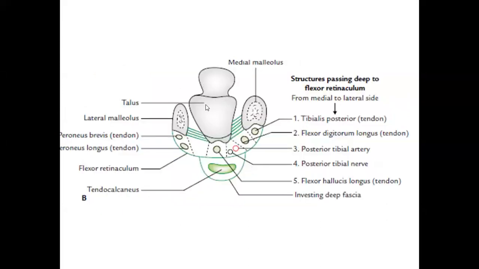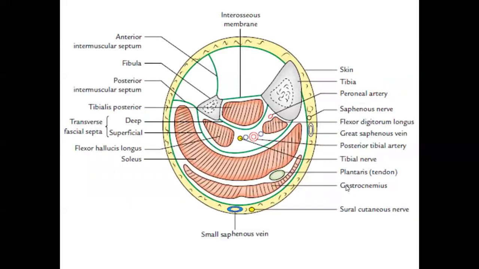Okay, so this is a cut section. This is the talus. This is the medial malleolus. This is the lateral malleolus. You're looking at it from the back. This is the retinaculum. Now, what are the structures that pass through it? We have the tibialis posterior, the flexor digitorum longus. Here you will have the retinaculum, and then we have the artery, nerve, and the flexor hallucis longus tendon.